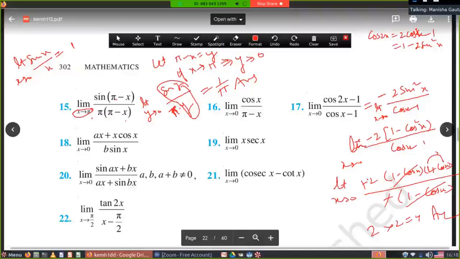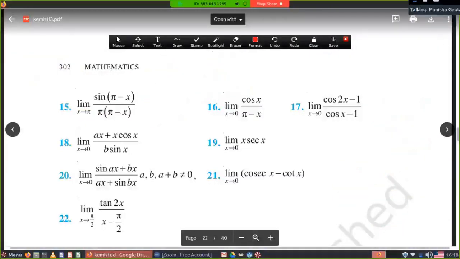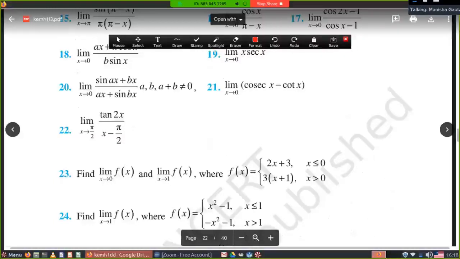Now let's do question number 22. It's a good question. Question number 22. Limit x tending towards pi by 2, tangent 2x upon x minus pi by 2. In this question, when you put pi by 2, you will get 0 upon 0 form. Now, to eliminate this 0 upon 0 form in this trigonometric question, we will apply the technique, put x is equal to the limit, that is pi by 2 plus h. Now here, limit given x tending towards pi by 2, this implies that h is tending towards 0.